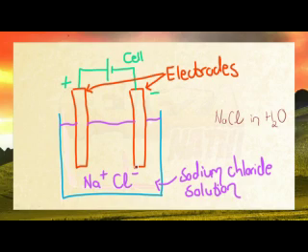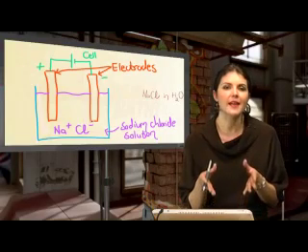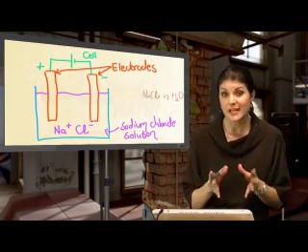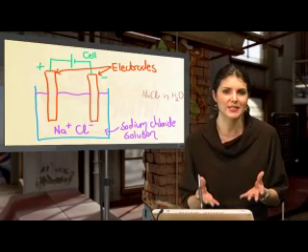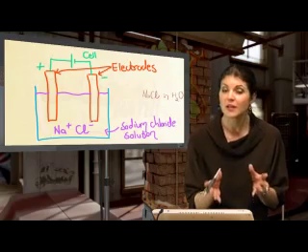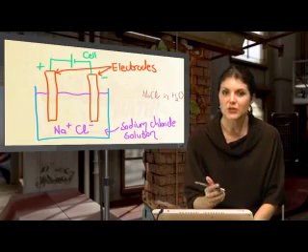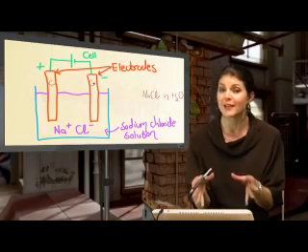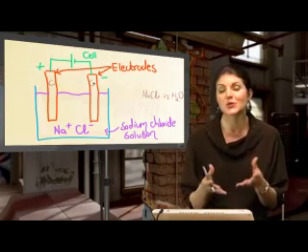Now, apart from just this solution, we're going to be placing electrodes inside the solution. And these electrodes are usually made up of a substance that can conduct electricity. Now, we're going to be using carbon. Carbon or graphite electrodes is going to be our specific electrode in this situation. Okay, now do take note that we are going to connect these electrodes to a power source or a cell.